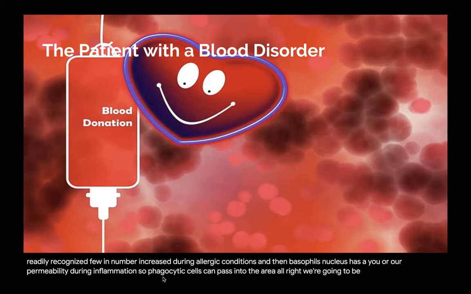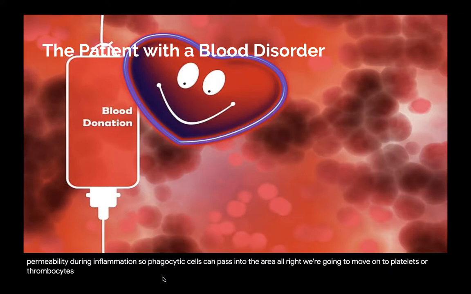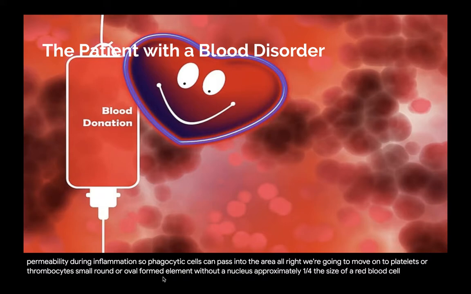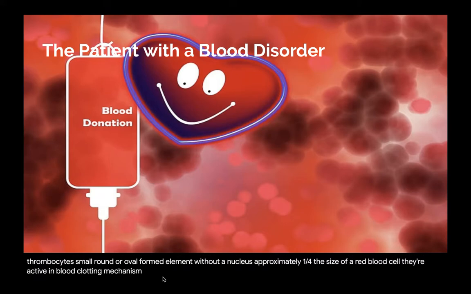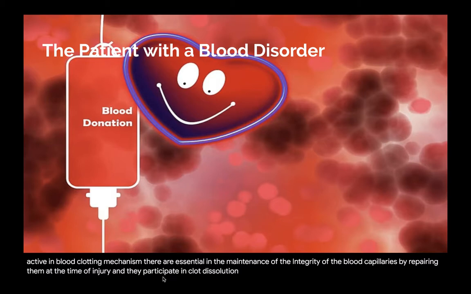All right, we're going to move on to platelets, thrombocytes. Small, round, or oval-formed element without a nucleus, approximately 1/4 the size of a red blood cell. They're active in the blood clotting mechanism. They're essential in the maintenance of the integrity of the blood capillaries by repairing them at the time of injury. And they participate in clot dissolution after healing.